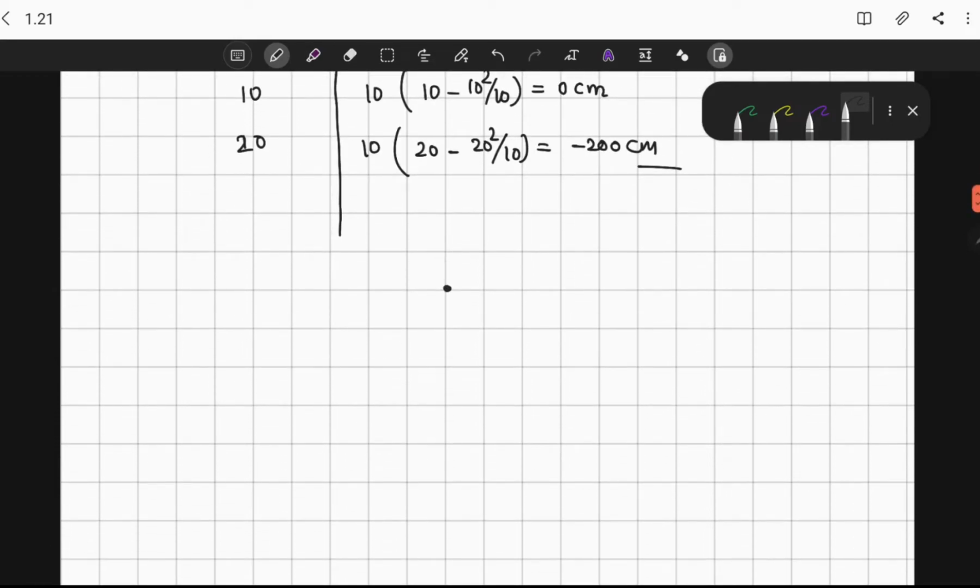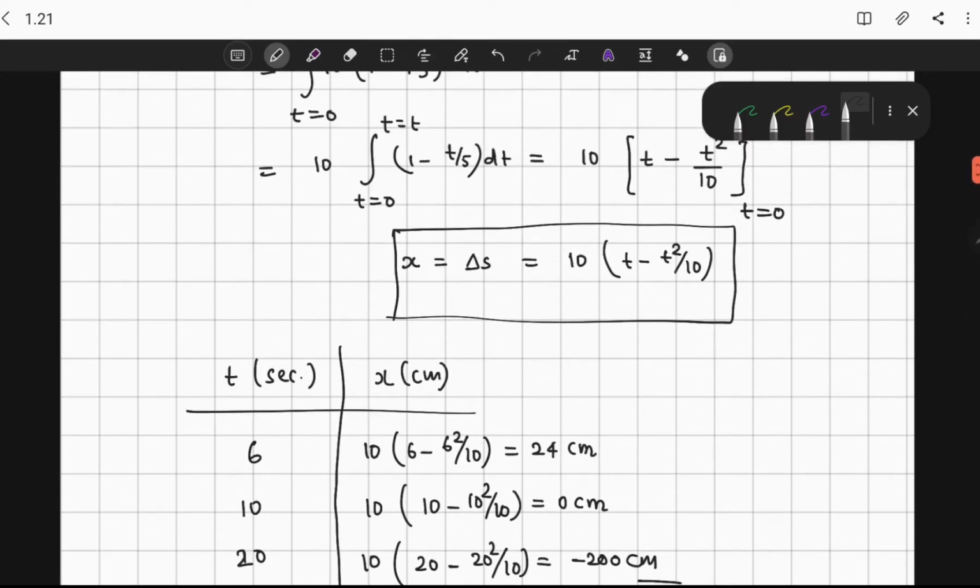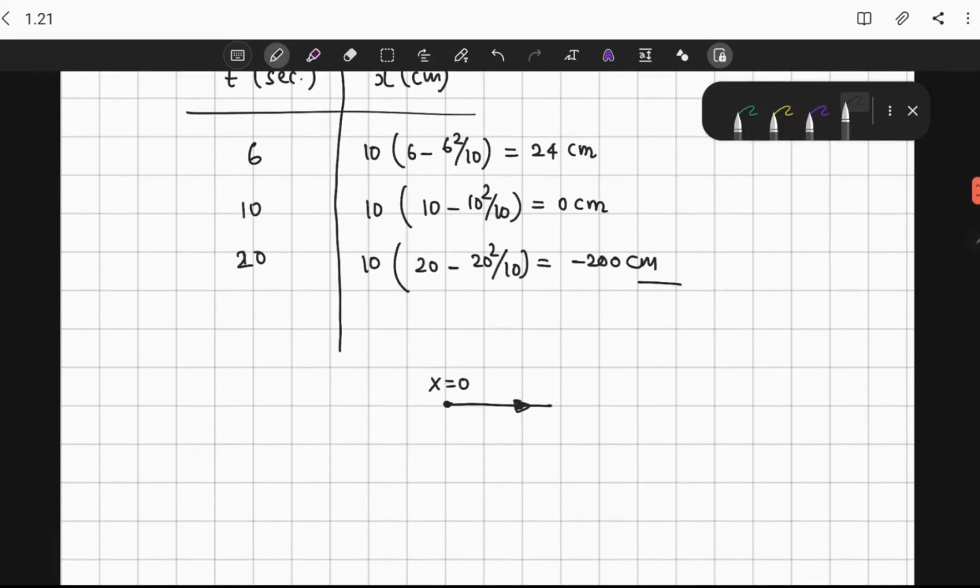Let us say initially the particle was at x is equal to 0 and it is moving in the positive x direction. If we carefully look at the velocity vector, then the velocity vector is given as 10 times 1 minus t divided by 5 into i cap.